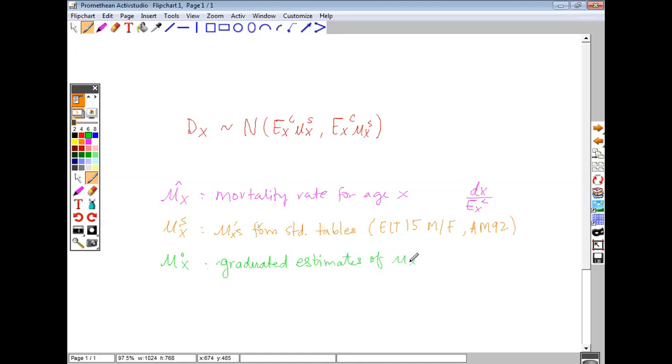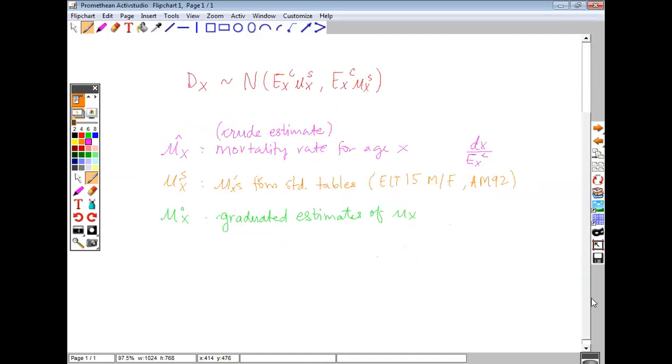of mu_x. Okay, so now the question is, we know the actual mortality rate, and this pink one is normally known as the crude estimate. So this is a very good approximation, but again, it is just an approximation. That is why this is known as a crude estimate. And these are from the standard table, and these are graduated ones. Okay, so now the question is, what do we mean when I say that this is my graduated estimate of mu_x? So let me just draw a graph here.